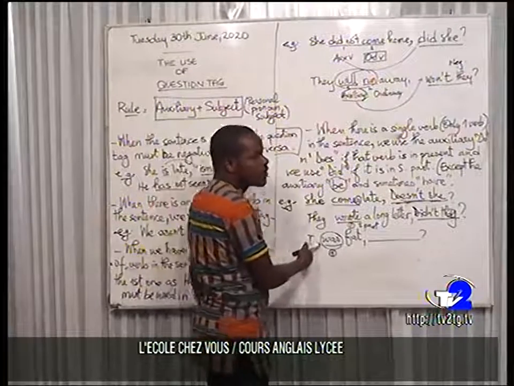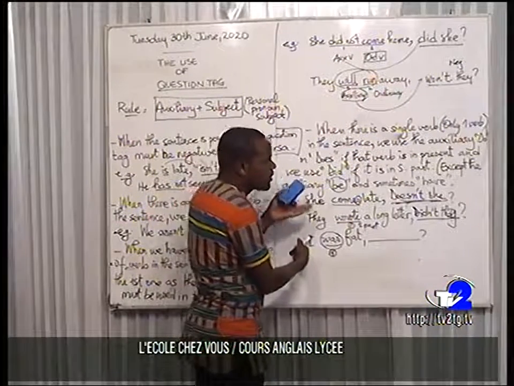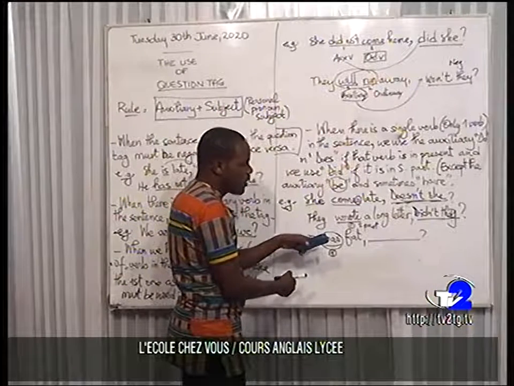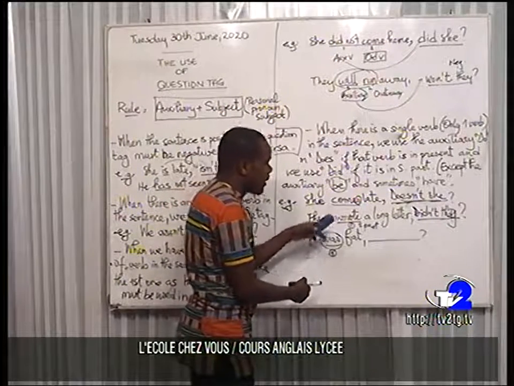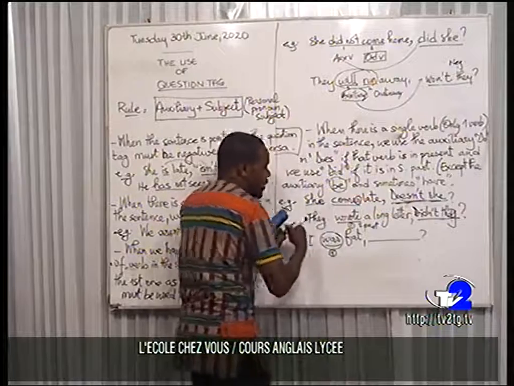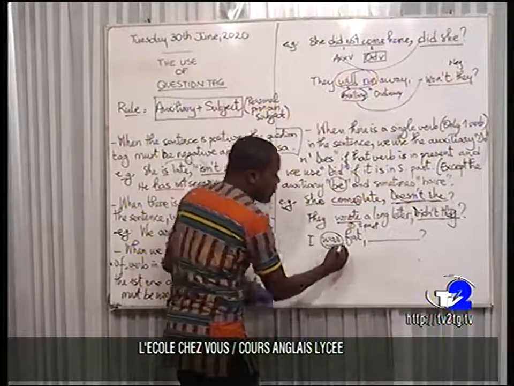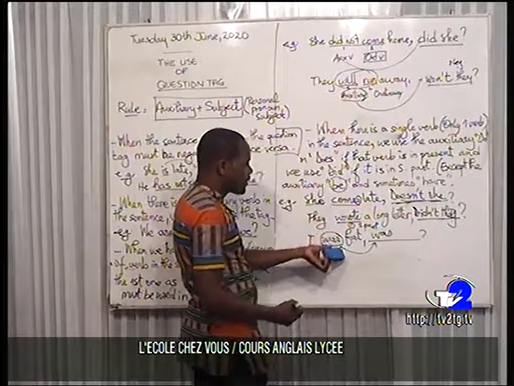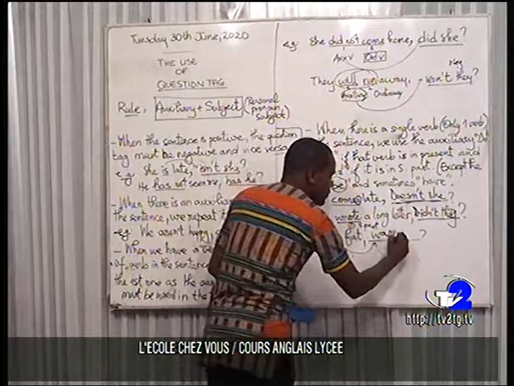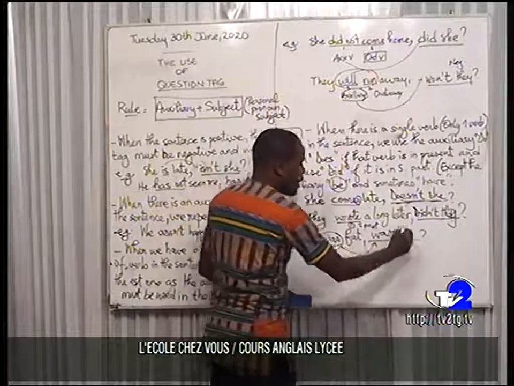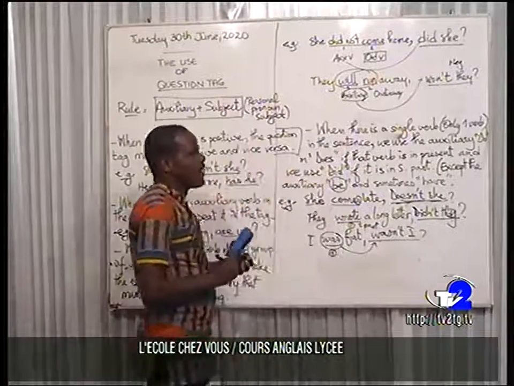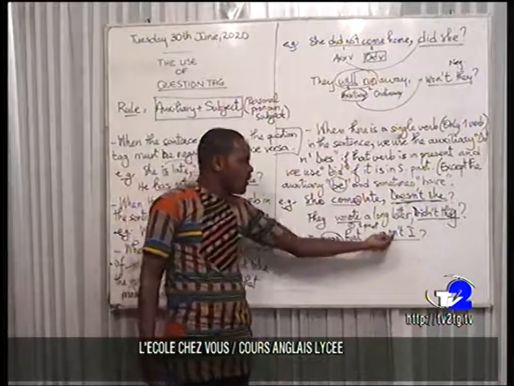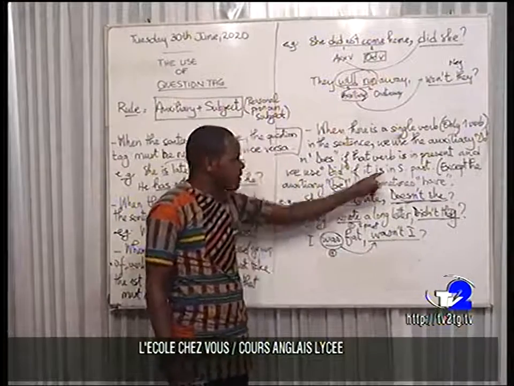Is it an ordinary verb or an auxiliary verb? Here, was cannot be an ordinary verb. It is an auxiliary verb. When we have an auxiliary verb, we just need to repeat it. So we have to say was. The sentence is positive, the question tag should be negative, and we add the subject. Wasn't I?